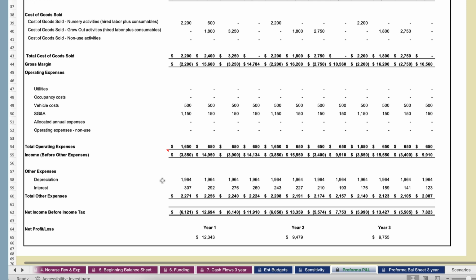Okay. So that's what an income statement is. It tells you whether you make a profit. And this is the most important statistic for your business. Are you making money? Is it profitable?